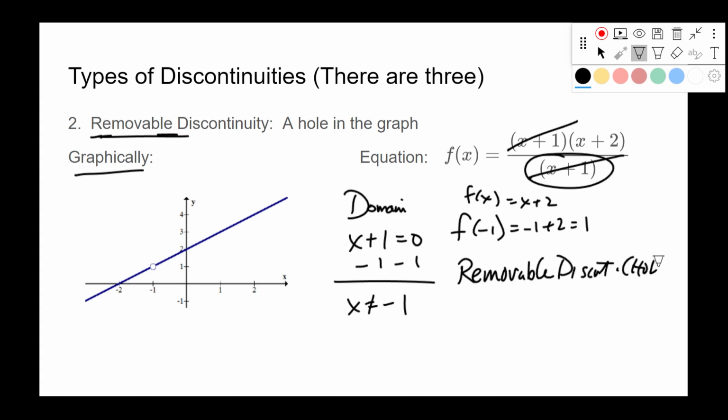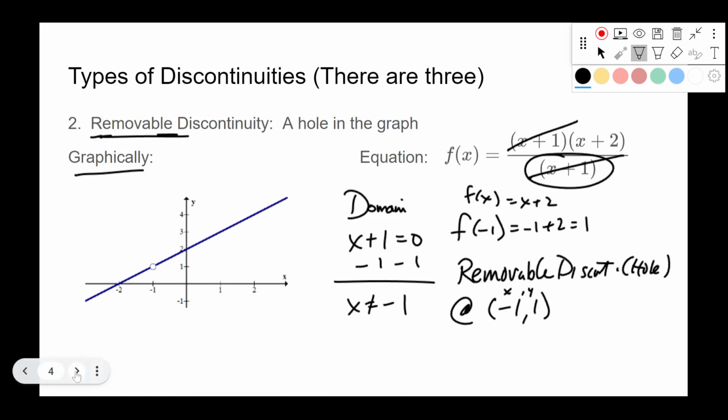It's a hole in the graph at the point -1, 1. X is -1, y is 1. And sure enough, there it is. There's that removable discontinuity. There's literally a hole in the graph at -1, 1. Otherwise, the graph would be the graph of x plus 2, this line with a hole in it. All right? That's a removable discontinuity.